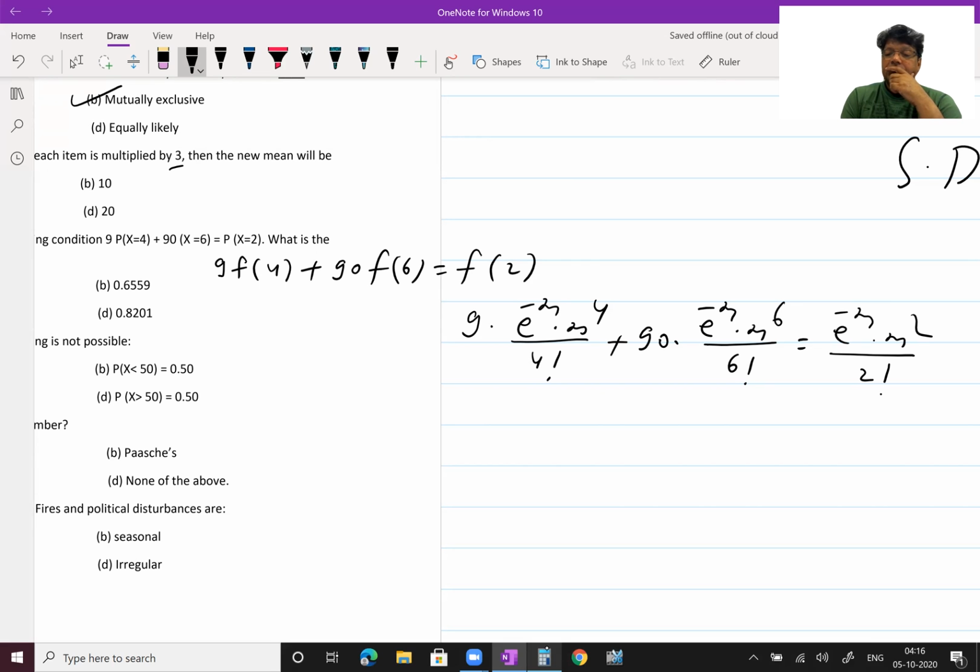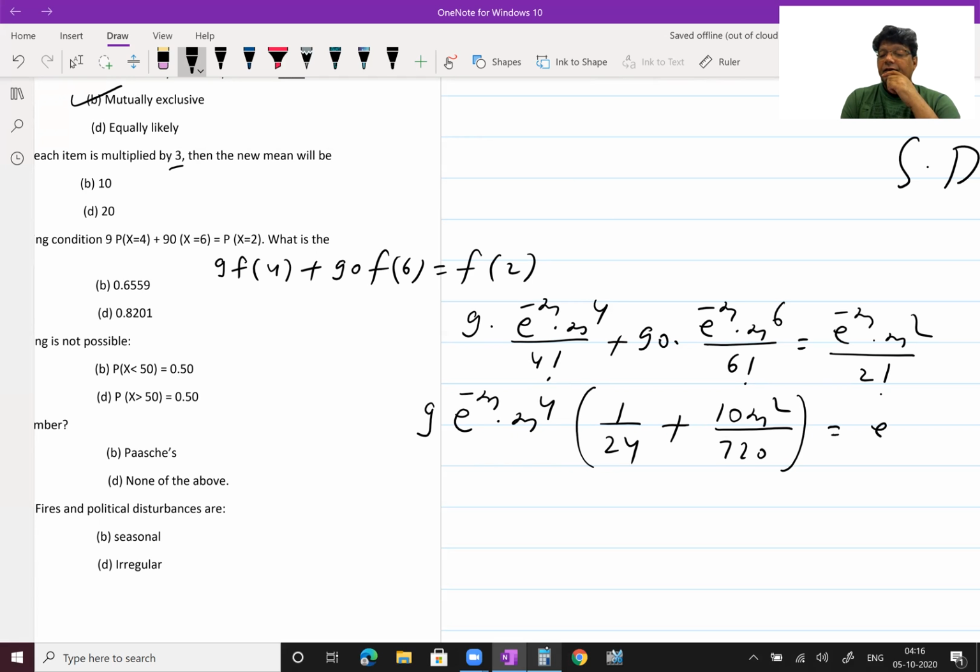Wait. 4 factorial is 24. So e power minus m is certainly common, and m4 is common. So remaining is a 9, also common. We'll take 9 also. So here it's remaining 1 by 4 factorial, that is 1 by 24, plus here 10 m square is remaining, because 9 is common and m4 is common, divided by 6 factorial, that is 720.